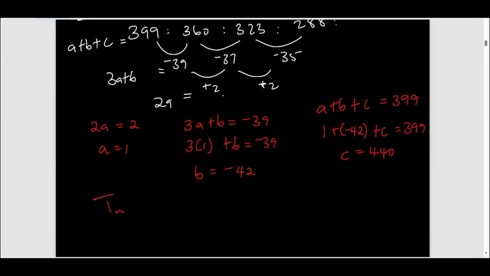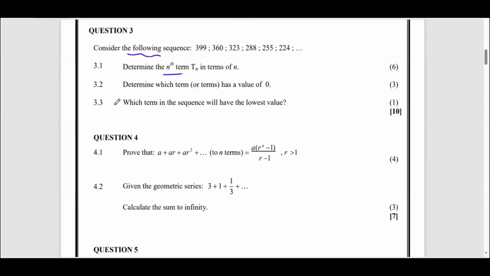So we know that Tn is in the form of an squared plus Bn plus C. Our A is 1, so it's just n squared. Our B is negative 42, so minus 42n. The C is positive 440. All right, so that is that for 6 marks. Okay, let's move on. Then 3.2.